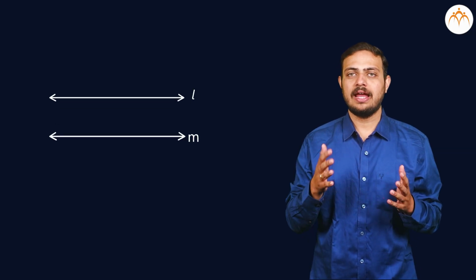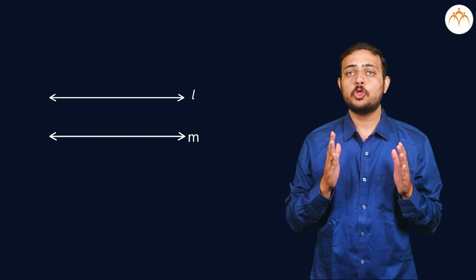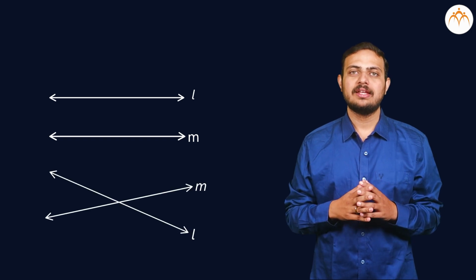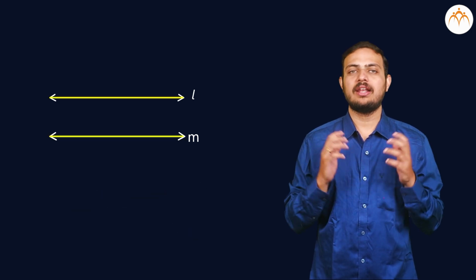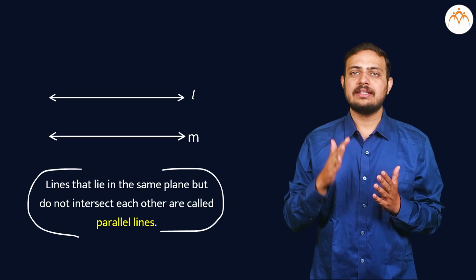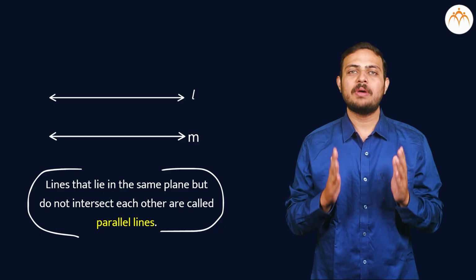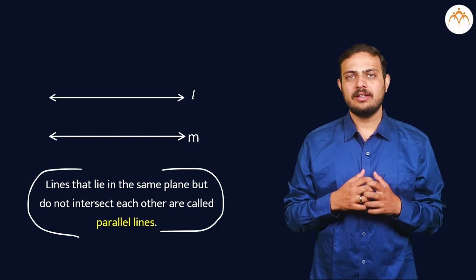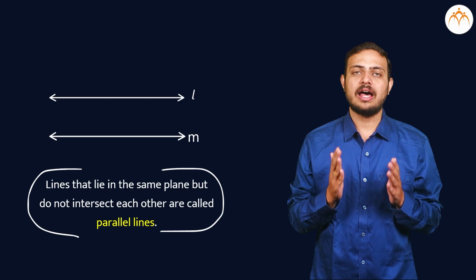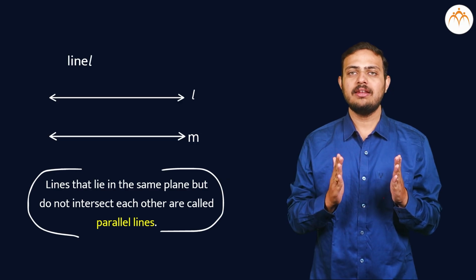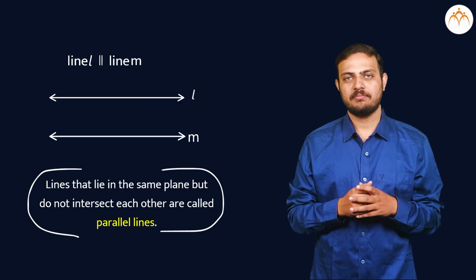Students, in the 8th standard, we were introduced to parallel lines. Today, let's review that concept. Observe these lines L and M. You will notice that they do not intersect each other. These are called parallel lines. Lines that lie in the same plane but do not intersect each other are called parallel lines. The statement "lines L and M are parallel" is written as line L parallel to line M.